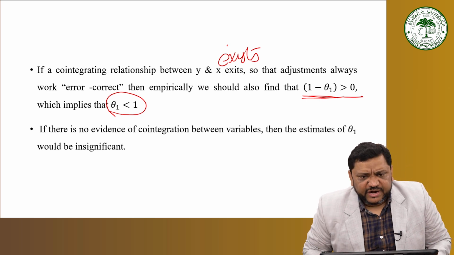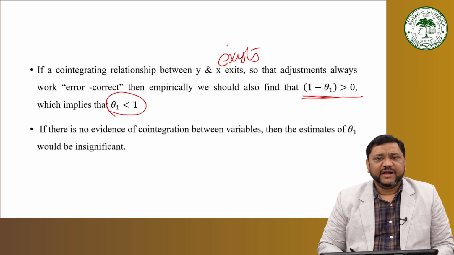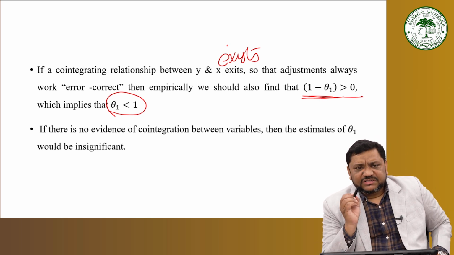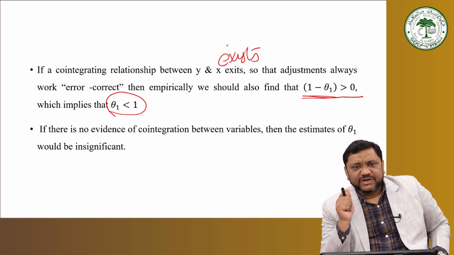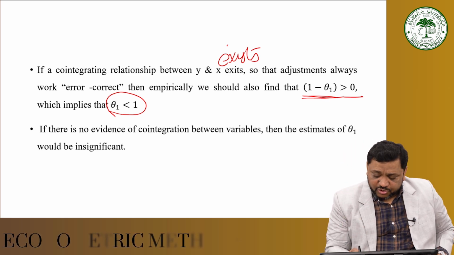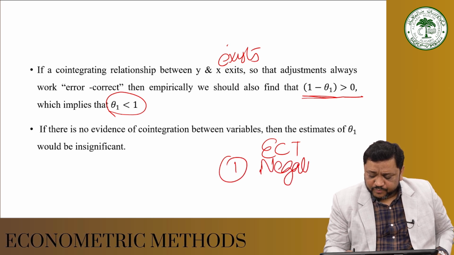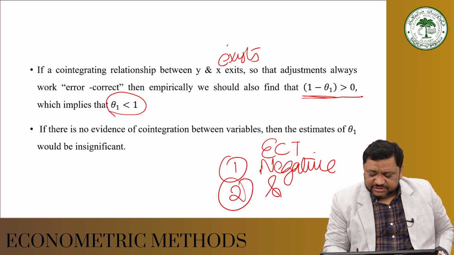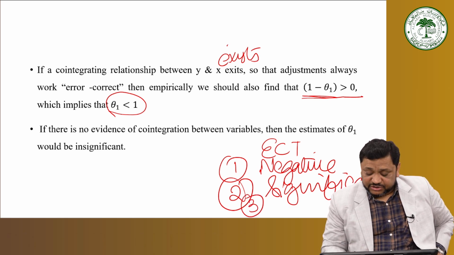So the basic thing we get from here is that this error correction term should be negative. Only if it is negative does it imply that if there is a deviation, it will revert back. So the first condition is that the error correction term should be negative, and the second condition is that it should be significant. And the third condition is that this error correction term should be less than 1.